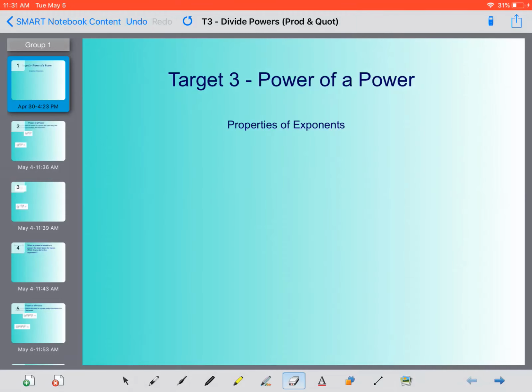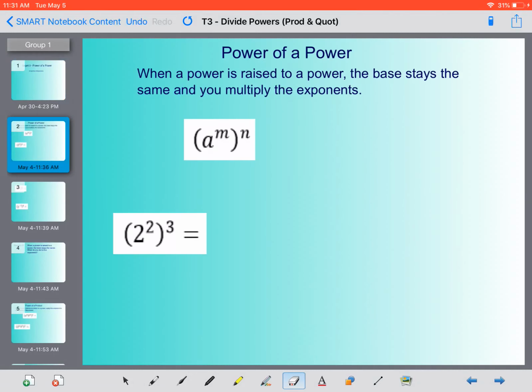Unit 6, Target 3 is power of a power. Power of a power is when you have a power that is raised to another power. So the power of a to the m raised to the n power. To simplify this, the base stays the same and you multiply the exponents. So the base stays the same and you multiply the exponents together.